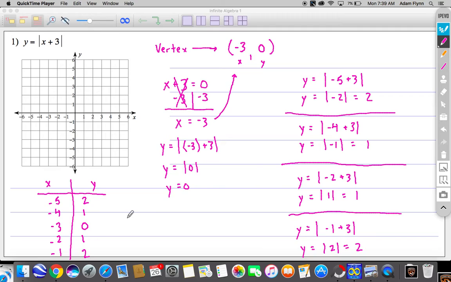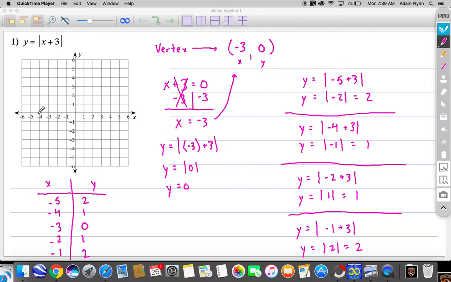Okay, so we found the vertex, picked two integer values to the left of our vertex and to the right of our vertex. Okay, took those x-coordinates, or our inputs, as we like to call them, plugged them into our original given equation, and got these outputs. So now we've got all these ordered pairs that we can graph.